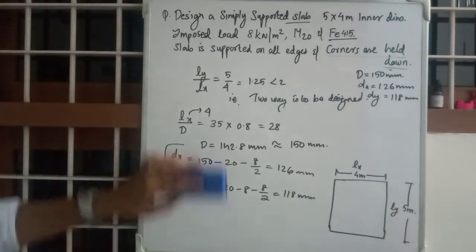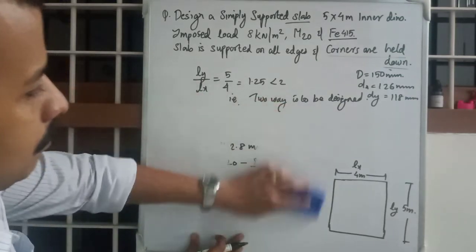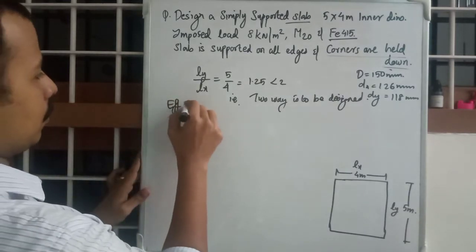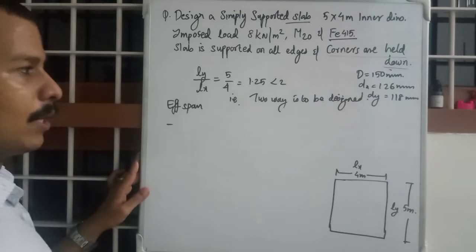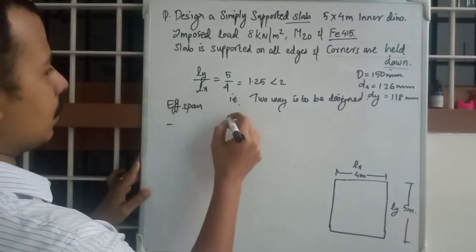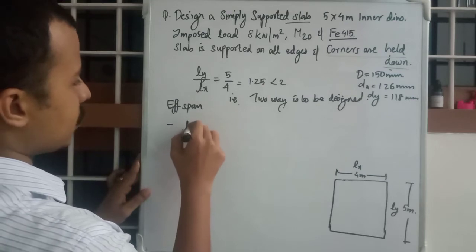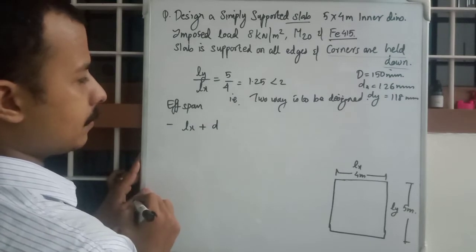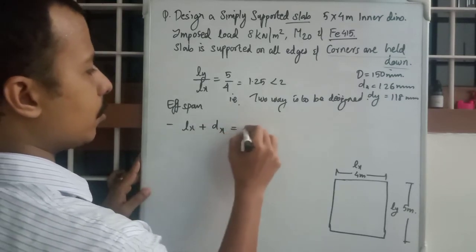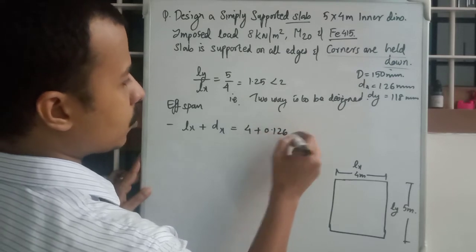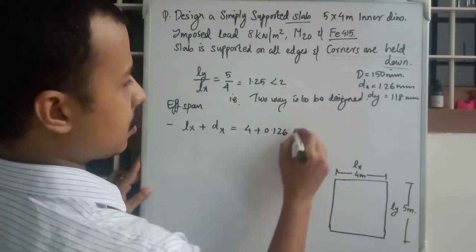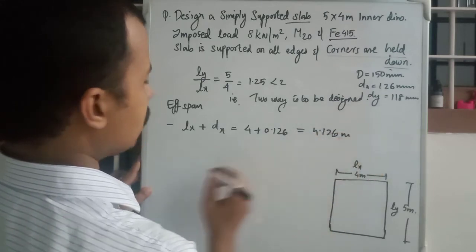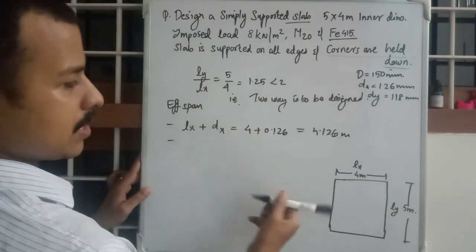Now you will calculate the effective span. You have two ways to calculate it. One way is clear span, that is Lx plus D. In this case it is dx. That is equal to 4 plus 0.126, 0.126 in meters, that is 4.126 meters.